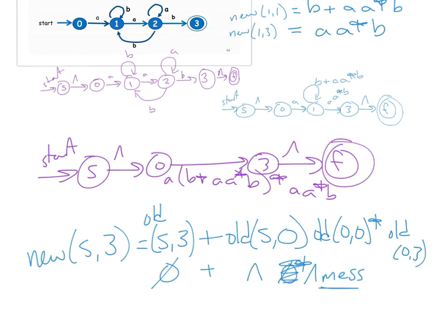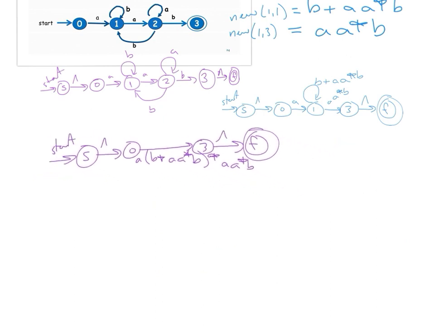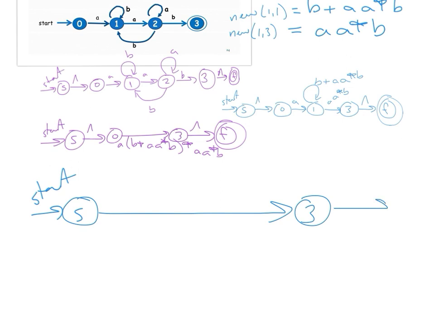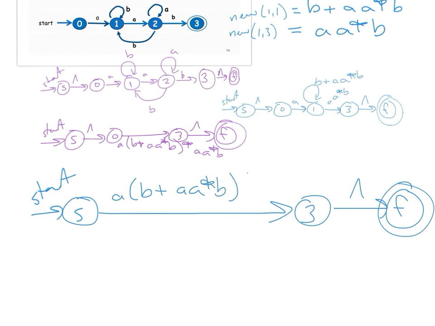Alright, so let's clean this up a bit. If we shrink that down a bit here, what we did was we now have our start state with a big circle around it, and we'll have our big transition to 3, and then there will be a lambda to our F state. Between S and 3 we will have A times B plus AA star B, all starred, times AA star B. And we are almost there.